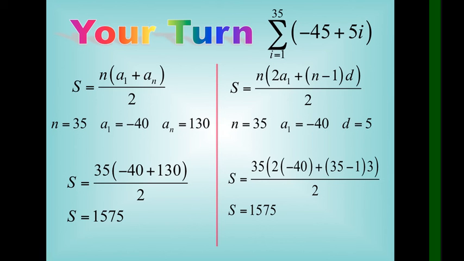So we will get at least 3 terms para makuha natin yung difference nila. Okay? So now, this is our long process. So we have 2 times negative 40 is negative 80. Then 35 minus 1 is 34 times 3. Your answer will be added to negative 80. Multiply your answer to 35 and divide it to 2, you will get 1,575. So you will get the same answer.